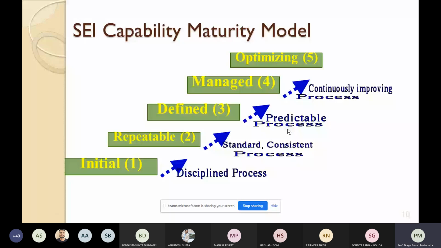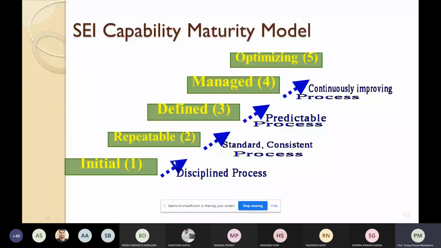And if you are at the managed level, level 4, how can you go to the top level? The topmost level is the optimizing level. You have to continuously improve the processes. If you can continuously measure and improve the processes, then there is a chance you can move from level 4 to level 5.